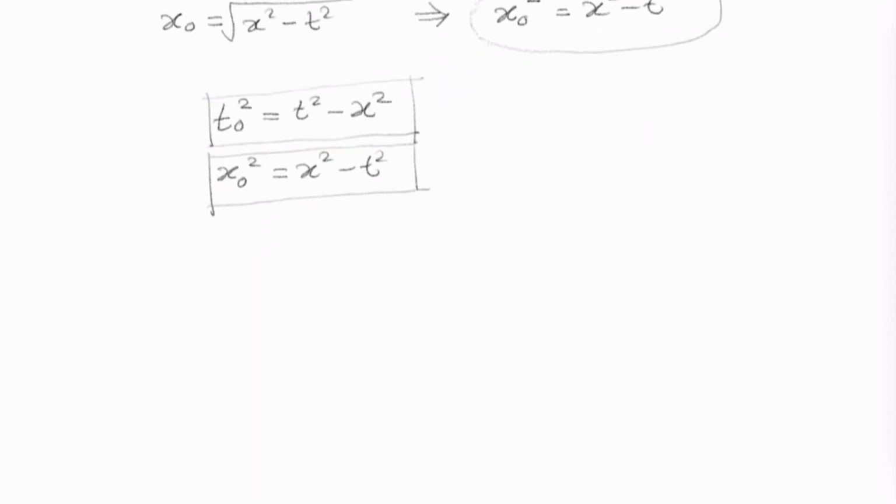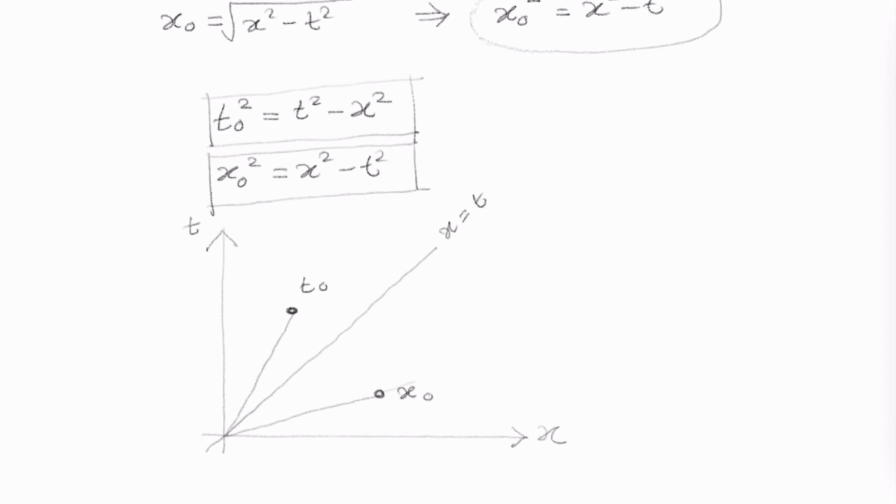So in a reference frame x, t, this is the line of a light ray. t naught refers to a point in space-time above the light ray, and t naught is the distance to this point from the origin. x naught refers to a point in space-time below the light ray, and x naught is the distance to this point from the origin.